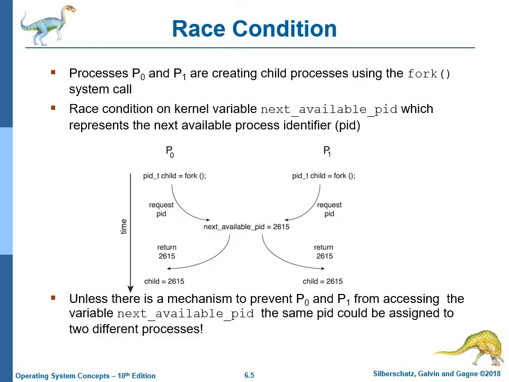So for these issues, we will look at a scenario with different processes. For example, we have process 0 and process 1 creating child processes using the fork function, or the fork system call. So P0 and P1 each have a child process, meaning a sub-process that is running. What happens is that race conditions will occur on the kernel variable that represents the next available process identifier. We know every process has its own process identifier, so if we fork a child, it means there is a sub-process.